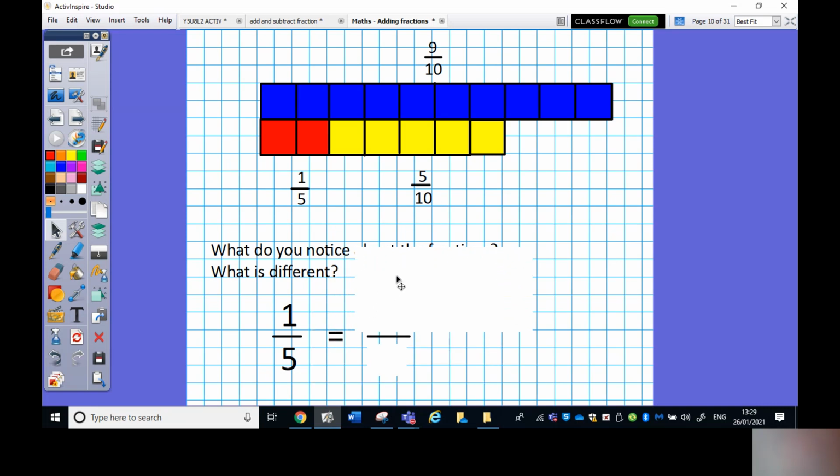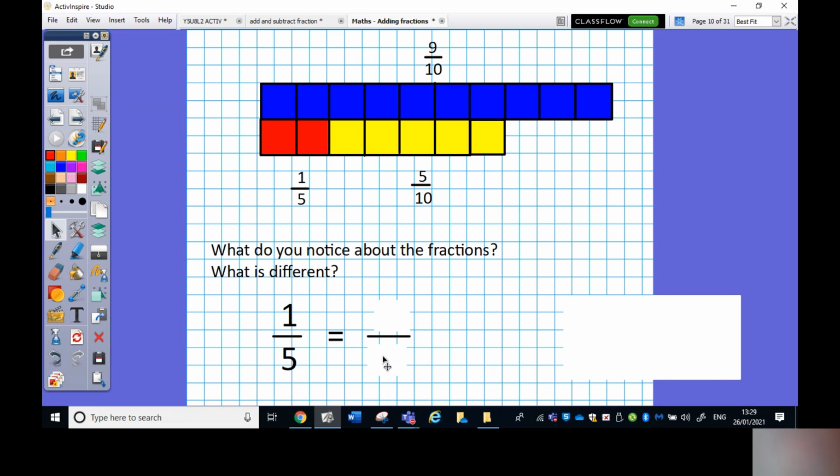What must I do to 5 to get 10? Can you tell me? Good, I need to multiply it by 2. And can you remember what I need to do to my numerator then? Yeah, that's right, I need to multiply that by 2 as well. 1 times 2 equals 2. Good, so 1/5 is the equivalent of 2/10. What's the equivalent of 1/5? 2/10. Okay, let's remember that.